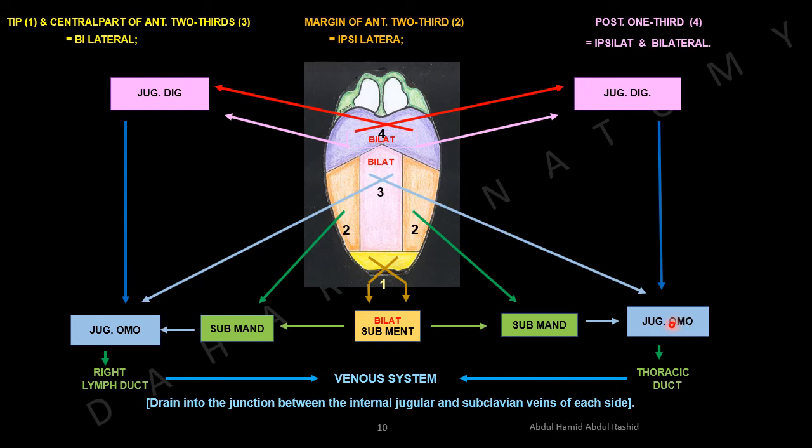From the posterior 1/3, bilaterally as well as ipsilaterally will drain to the jugulo-digastric nodes, that is upper deep cervical nodes, level 2. From there, it will drain to the jugulo-omohyoid nodes, that is lower deep cervical nodes. On the left side, it will drain to the thoracic duct, and on the right side, drain to the right lymphatic duct, and from there, they will drain to the venous system of the respective site.